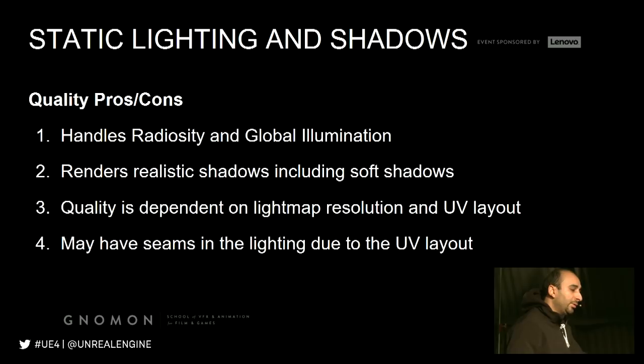Now, on the other side, it's very dependent on the resolution and the UV layout. So when we have low resolution light maps for an object, obviously the lighting or the shadows won't be very detailed. Probably it will be blocky or blurry. So this is something to consider. And in certain cases, when we have a bad UV layout, we might notice some seams or bleeding between the pixels.